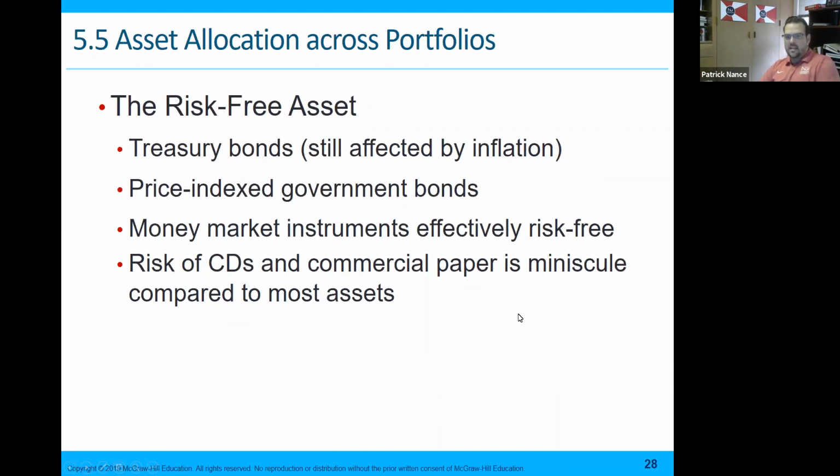So a risk-free asset is something like a Treasury bond, although that is still affected by inflation. Price index government bonds are also considered a risk-free asset. Money market instruments are effectively risk-free, so money markets. The risk of CDs and commercial paper is minuscule compared to most assets, so CDs and commercial paper are also pretty much virtually risk-free.